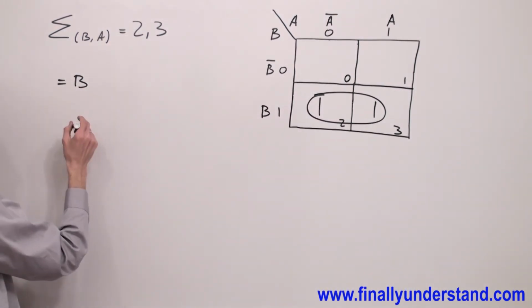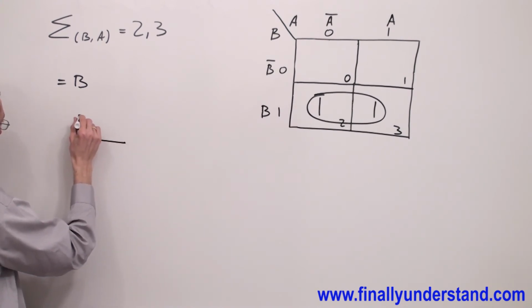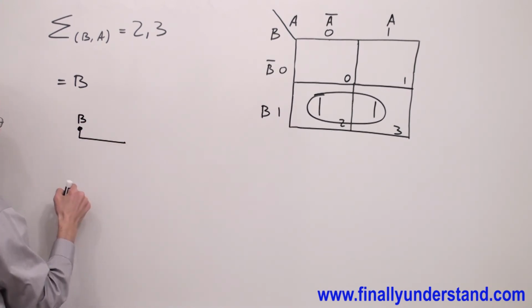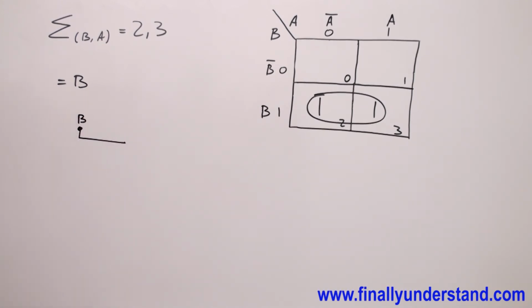And if you want to implement B, B is nothing else, just the point which is labeled B. These are the solutions to my problem. Let's take a look at this example.